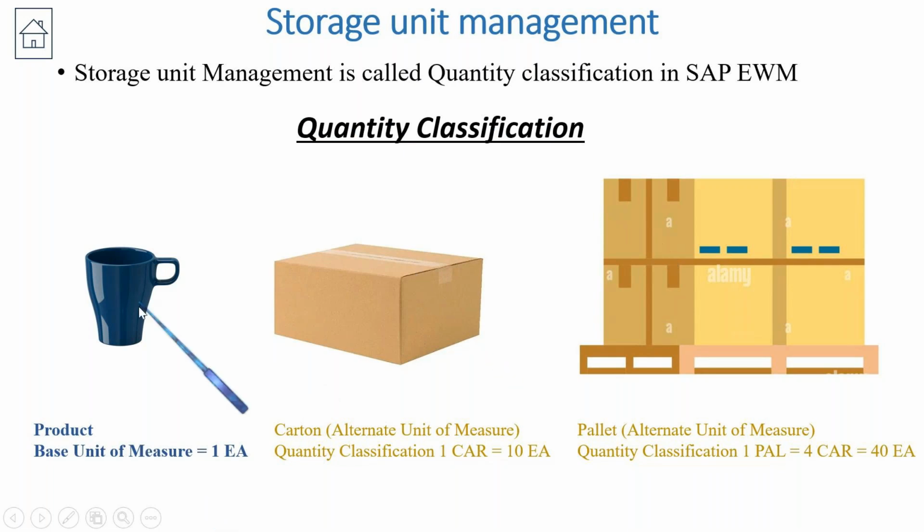For example, this is the product. We have one each of the product. One each means one piece of product. You have to understand one piece of product. But if you pack it in one carton box, for example, there is a special kind of carton box to pack these materials, in this carton box you can store only up to 10 pieces of products. Only 10 pieces you can store.